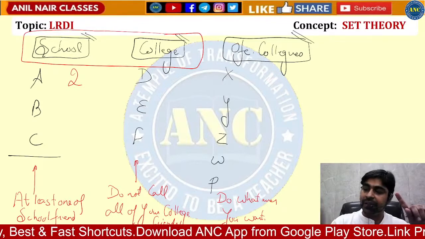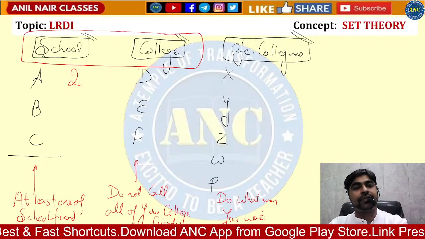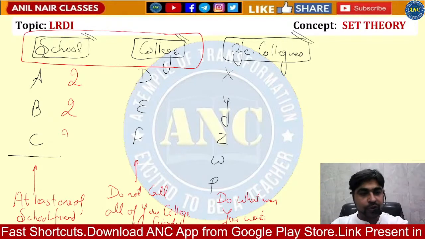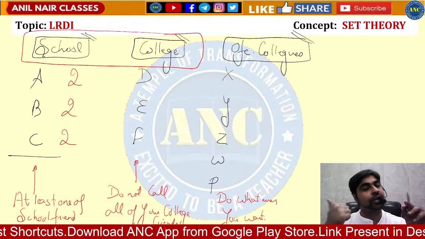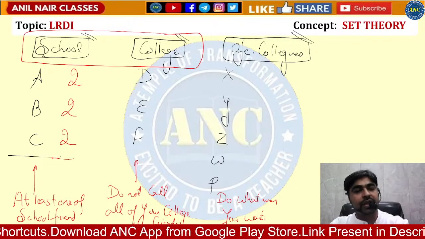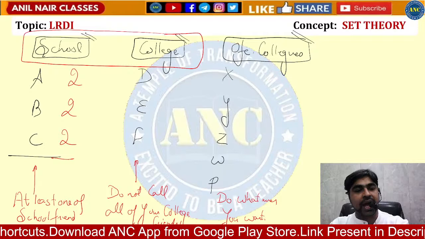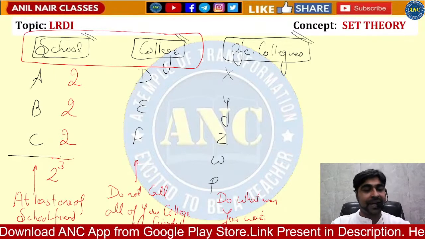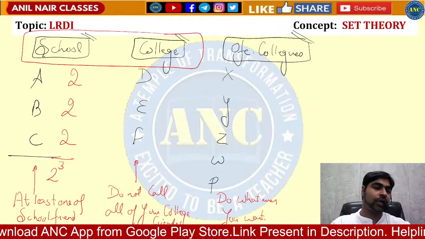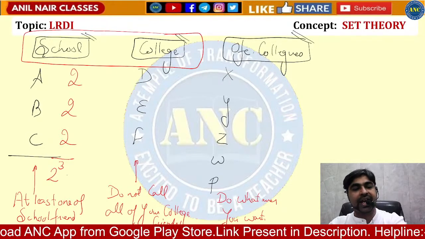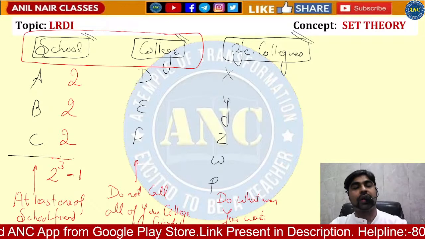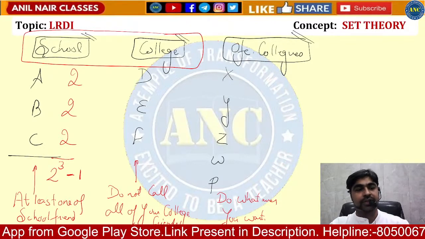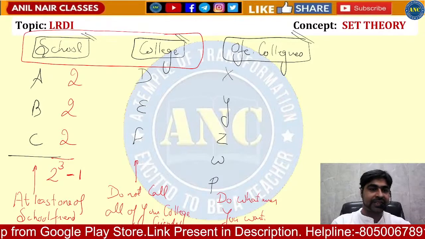Then I'll think about B. Again, I have two options, calling B or not calling B. Again, two options for C, calling C or not calling C. So in total, I had 2 to the power of 3 options, right? But at least one of them I have to call. So I subtract that one particular case when I called neither of them. So how would I define this particular thing?